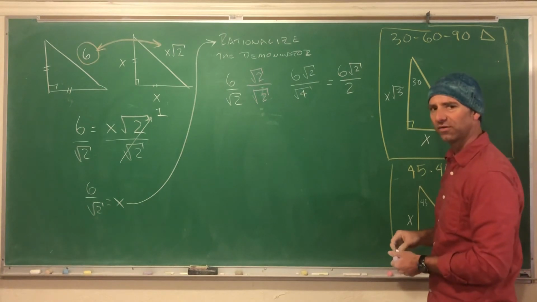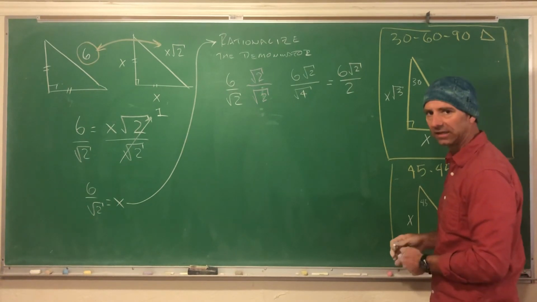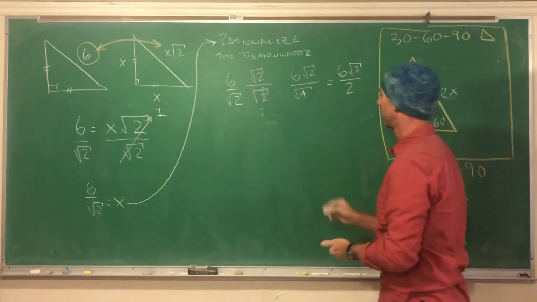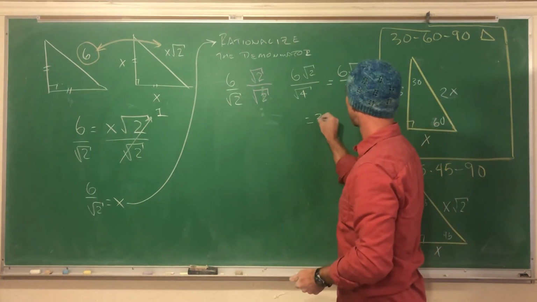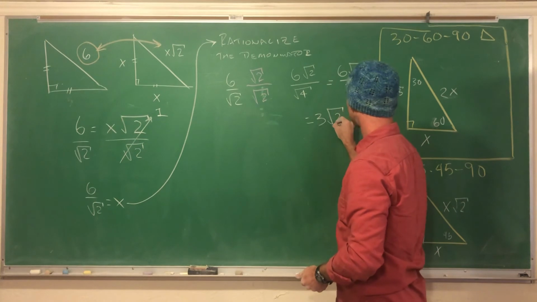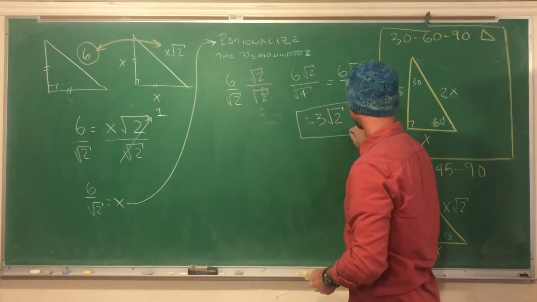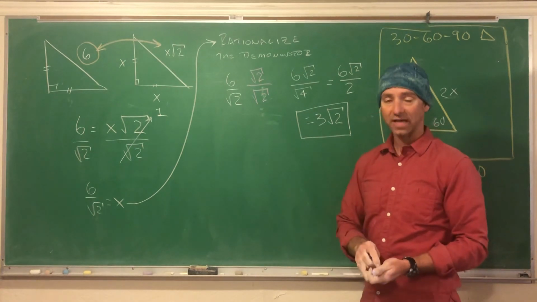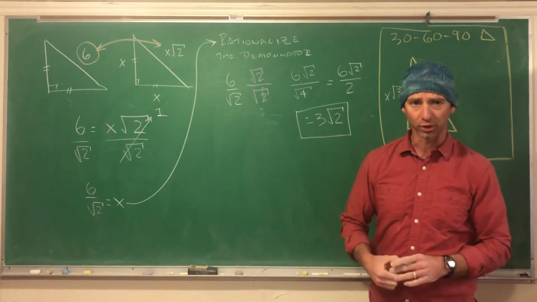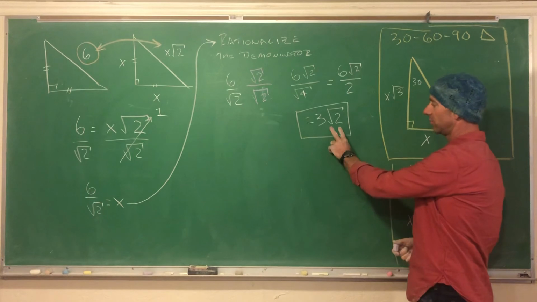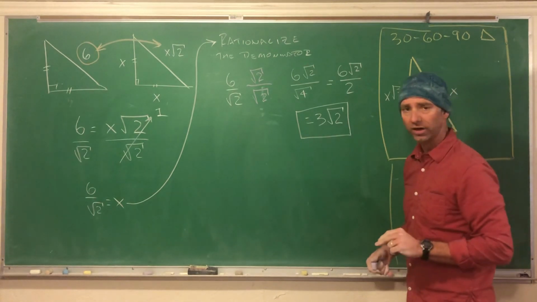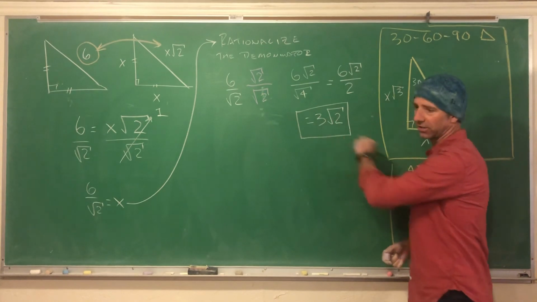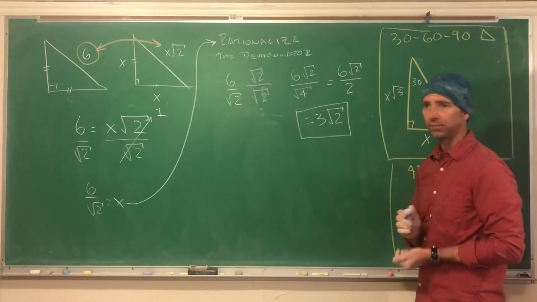Can I simplify that further? I can. 6 divided by 2 is 3. So my final answer is going to be 3 root 2. This here, that is the exact answer. That is the answer I am looking for, not some sort of decimal or anything like that. 3 times the square root of 2 is the exact answer. That is the proper answer to be provided.